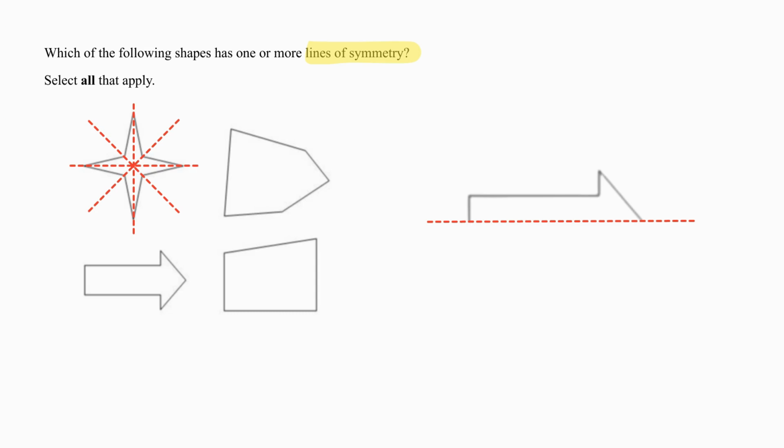The top half of the arrow is an exact mirror image of the bottom half. If you folded it over that middle line, they would overlap perfectly. This shape has one line of symmetry, which is a horizontal line.